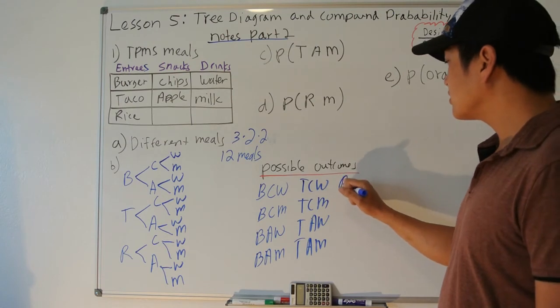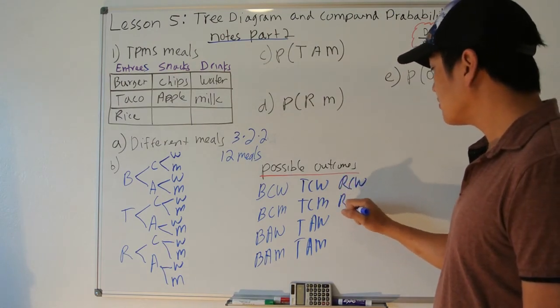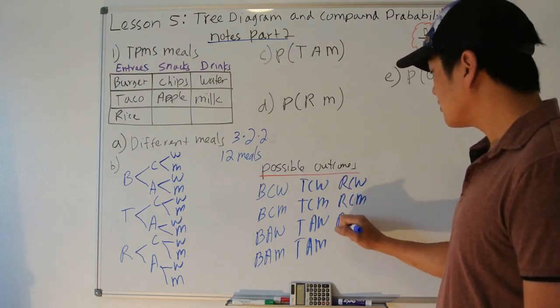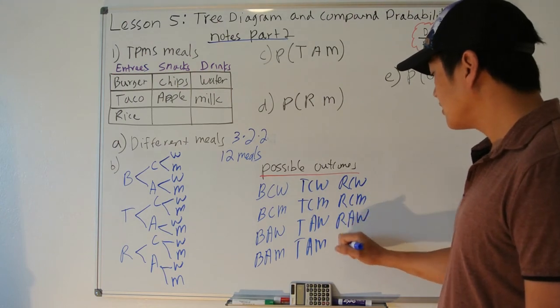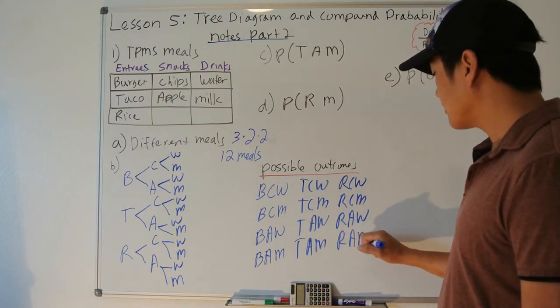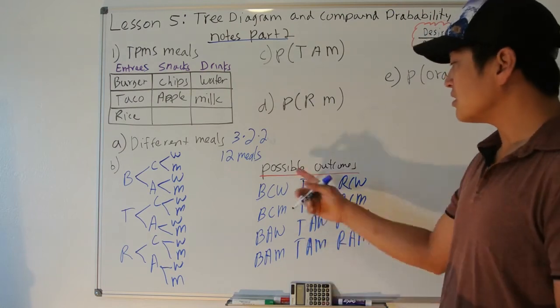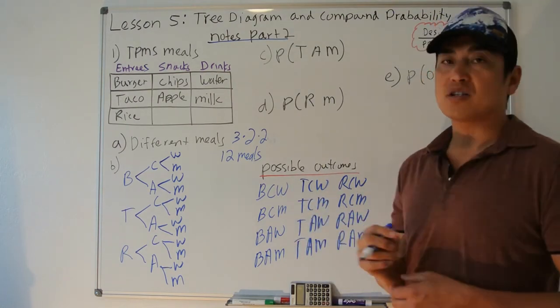And I'm just going quickly with the rice. So we have rice, chips, and water. Rice, chips, and milk. Rice, apples, and water. Rice, apples, and milk. That's our 12 outcomes. You can go back and count. As you can see, there's 12 of them.